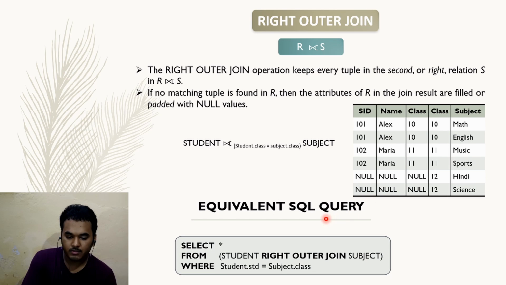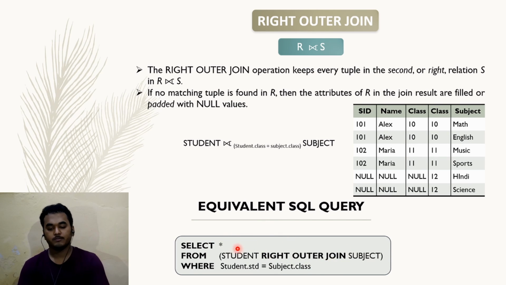The equivalent SQL query of the above operation is displayed here. The right outer join keyword is used to perform the right outer join operation, and the where clause specifies the joining condition.